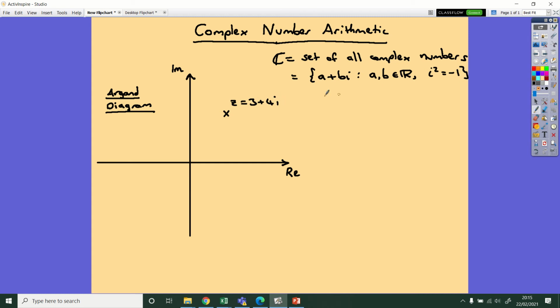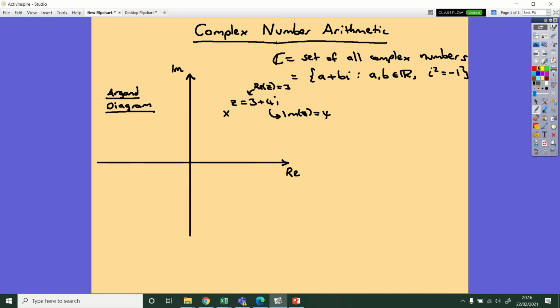So when you write these components down, this number here is the real part of our complex number. So the real part of z is 3. And then 4 is what we call the imaginary part of z. i is, of course, this number over here. Okay, so that's our number plotted. It plots just like a coordinate does, because our 3 is our real component and 4 is our imaginary component.